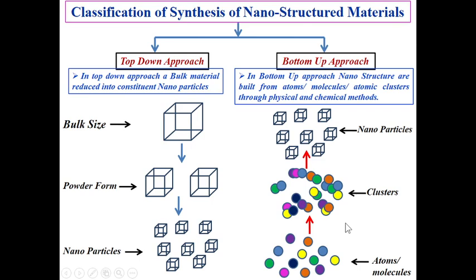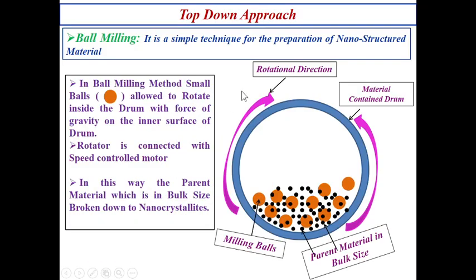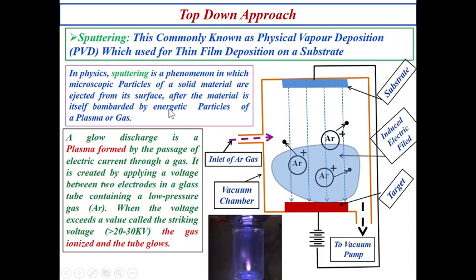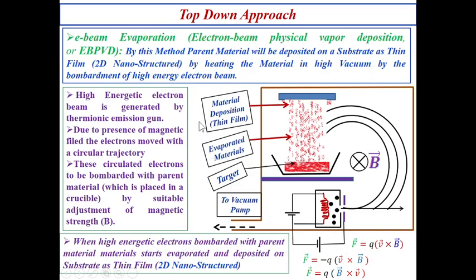In our last class we discussed in detail what the top down and bottom up approaches are, and which techniques belong to each. In the case of top down, these techniques are used to synthesize nanostructured materials: photolithography, ball milling, sputtering, thermal evaporation, all of which we discussed in detail, and then e-beam evaporation.